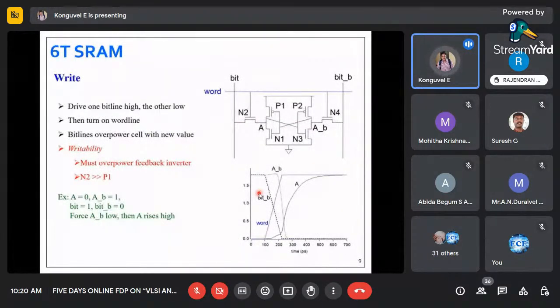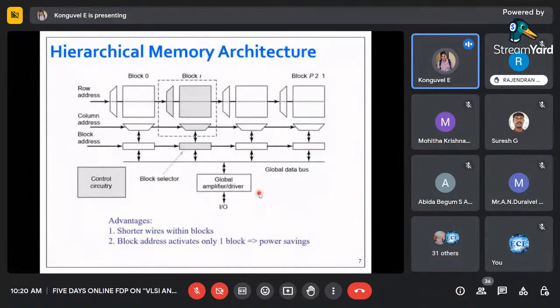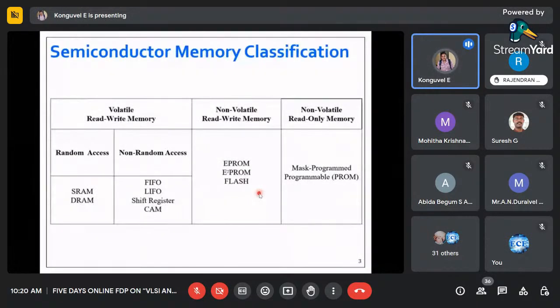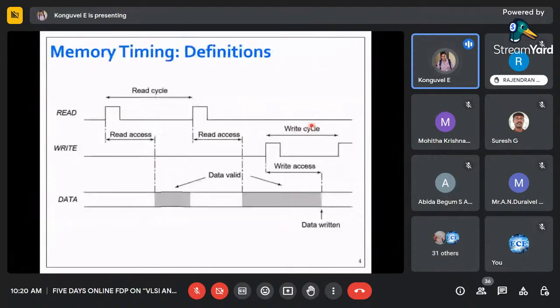So okay, next one is 6T SRAM, 6 transistor SRAM. Before getting into this, I will just recap what we have seen. We started from the memory classification. There we have seen volatile and non-volatile memories, random access and non-random access under volatile memories, and read-write memory and read-only memory in non-volatile. Then we have seen two things: read access and write access, and the difference between read access and write access.